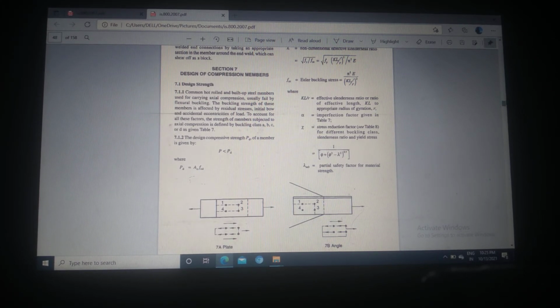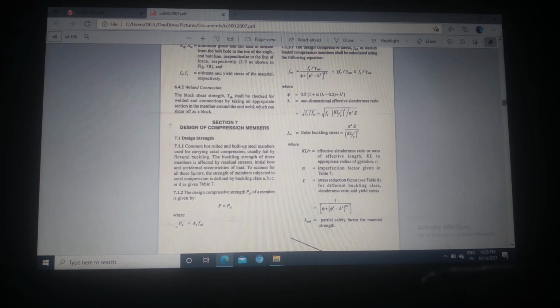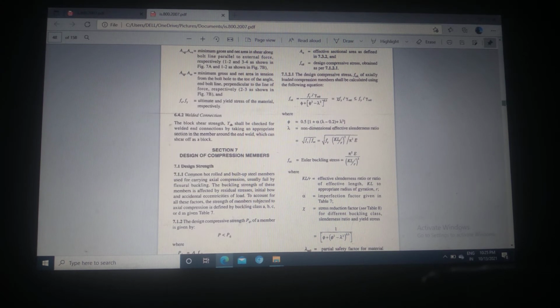So the main thing is Av shows the shear area in the case of shear, and At shows the area in the case of tension, and N means net, G means gross. So Atg, Atn, Avg, Avn.